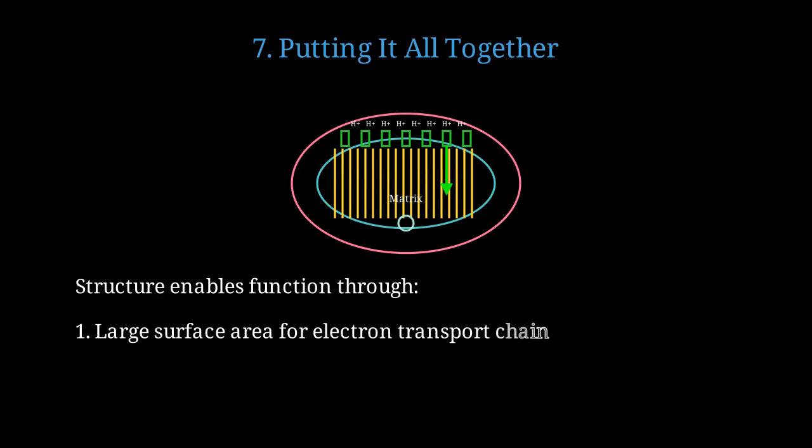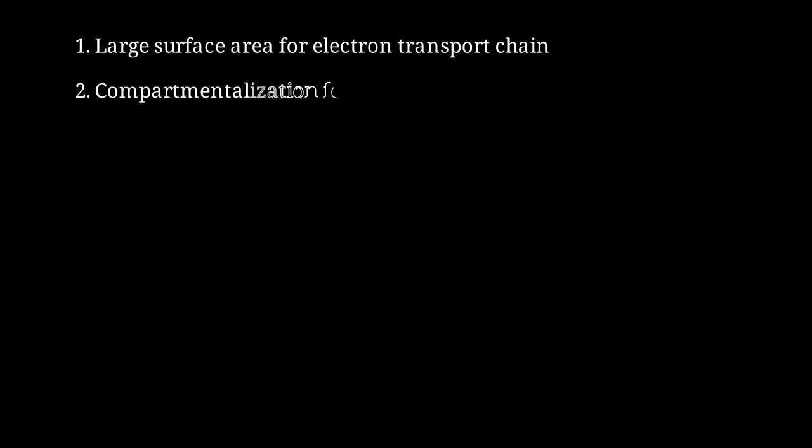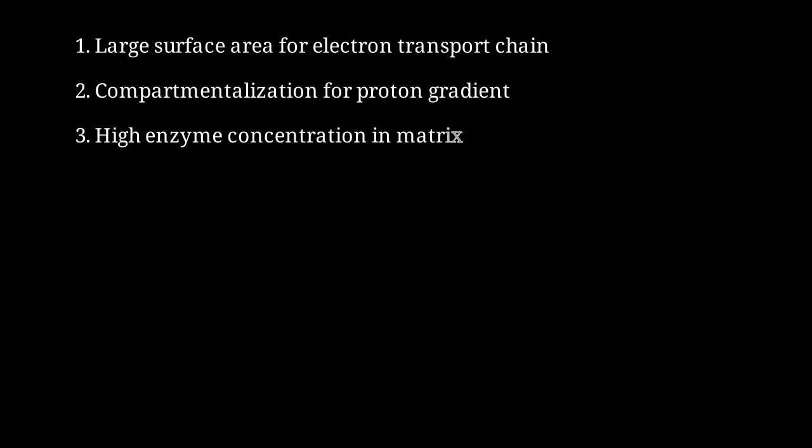First, the large surface area from cristae allows many electron transport chains to operate simultaneously. Second, compartmentalization creates the space needed to build up a strong proton gradient. Third, high enzyme concentration in the matrix ensures rapid processing of substrates. Fourth, many ATP synthase molecules work in parallel to maximize ATP production. The mitochondrial structure represents an elegant solution to the challenge of efficient energy production.